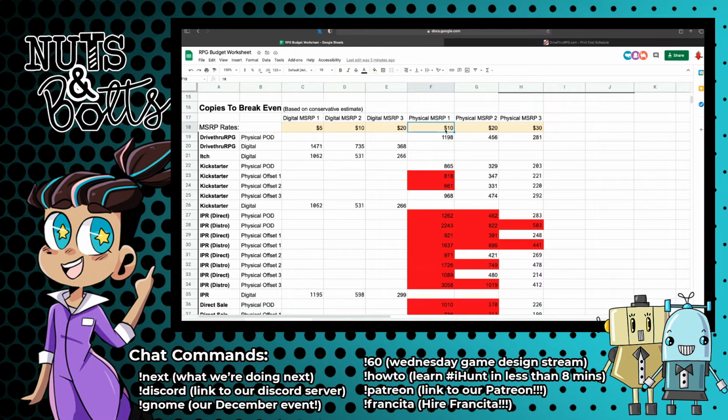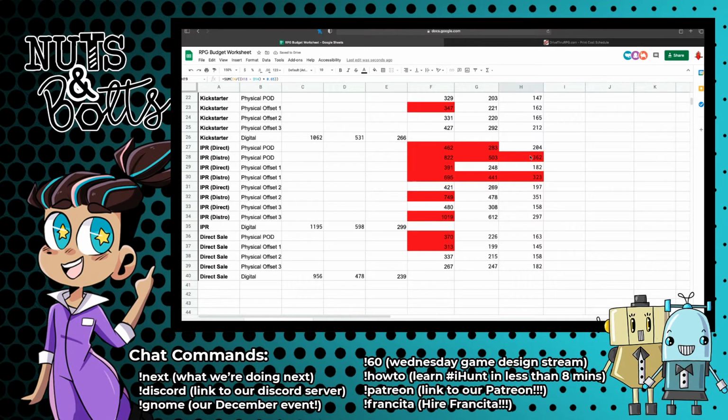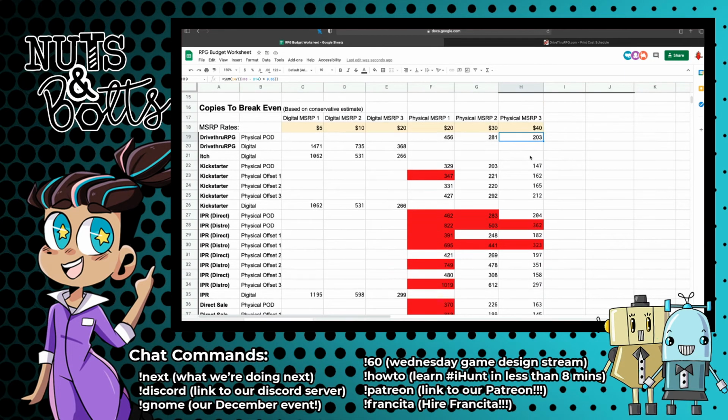Let's look at physical MSRP here. Change this to 20, change this to 30, and change this to 40. Your project just got much more viable. And you will notice here, this is an important one, distribution through IPR. It's still in the red. And even in POD and in your offset 1. So what if I make this like $45? Still not okay.